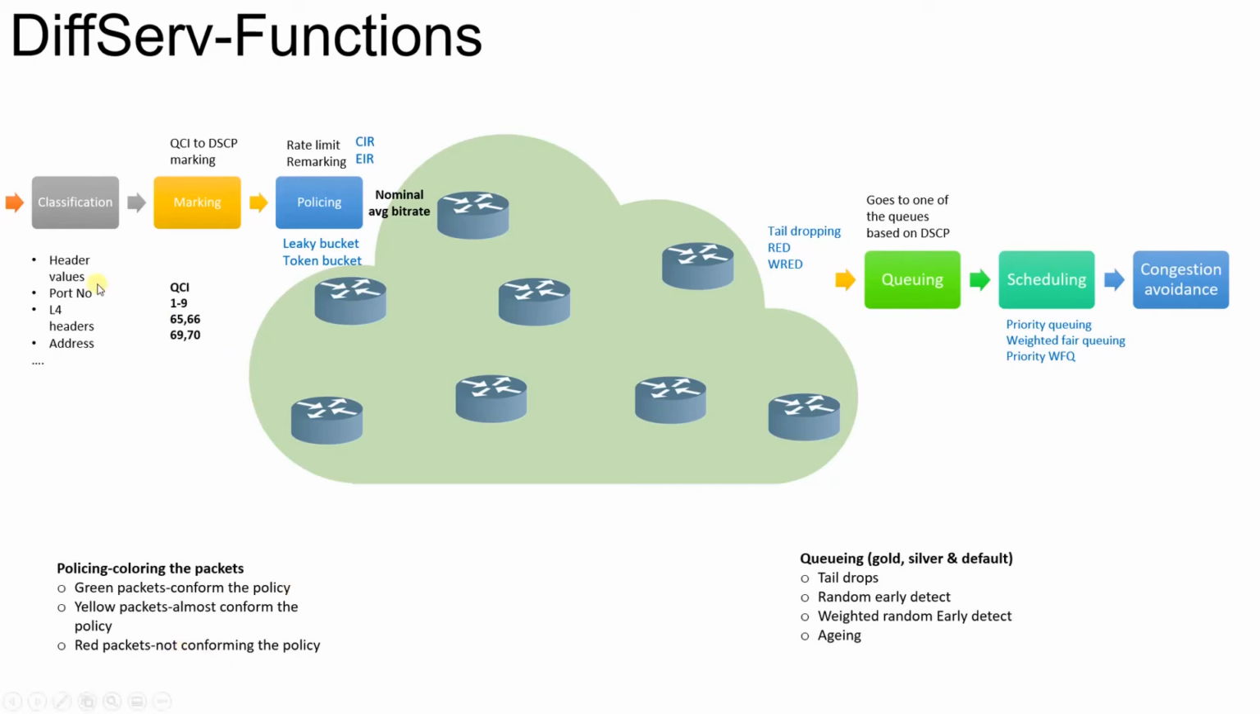Okay, so these are the three different methods, classification, marking, and policing, that have to be done on the ingress traffic. And what about the egress traffic? In the egress traffic, we have to do three different things: queuing, scheduling, and congestion avoidance.